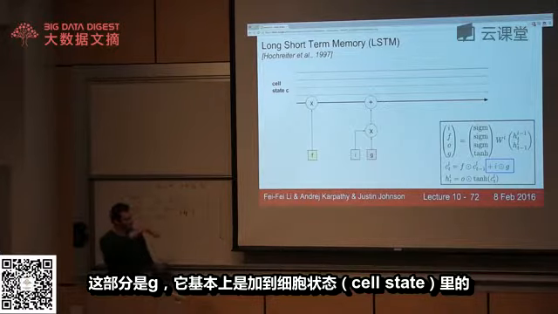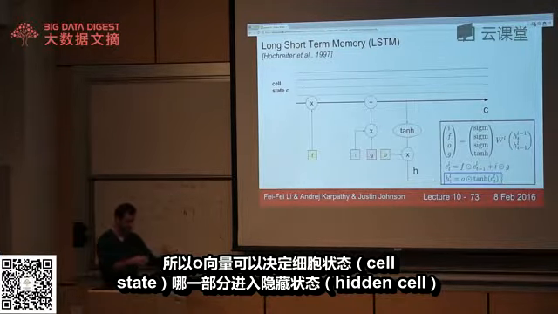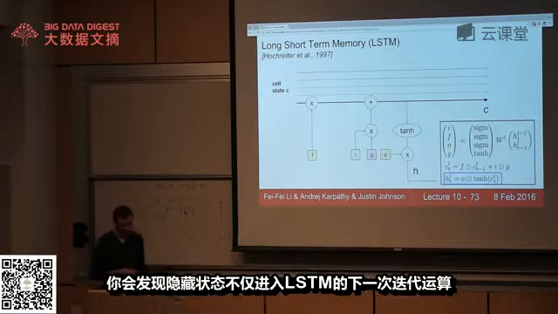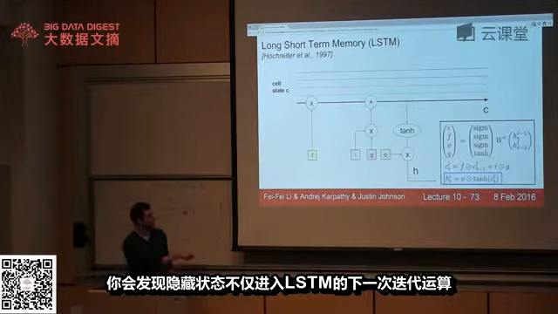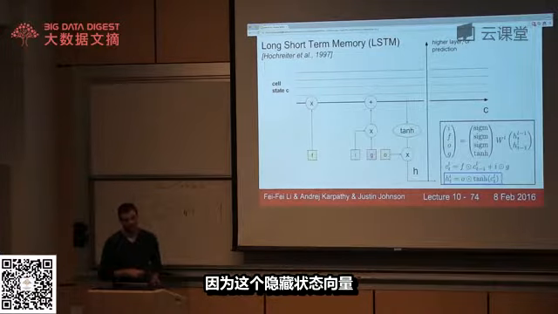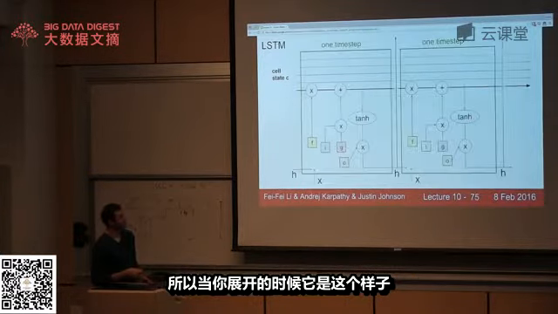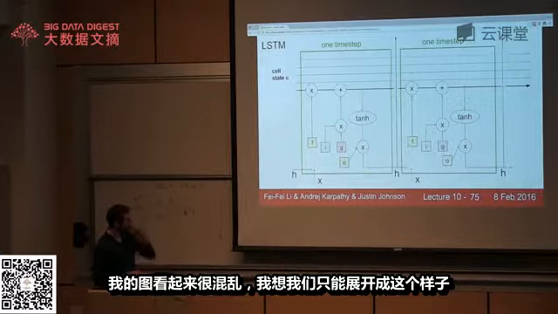And then the cell state leaks into the hidden state, but it only leaks through a tanh, and then that gets gated by O. So the O vector can decide which parts of the cell state to actually reveal into the hidden cell. And then you'll notice that this hidden state not only goes to the next iteration of the LSTM, but it also flows up to higher layers, because this is the hidden state vector that we end up plugging into further LSTMs above us, or that goes into a prediction. And so when you unroll this, basically the way it looks like is kind of like this.